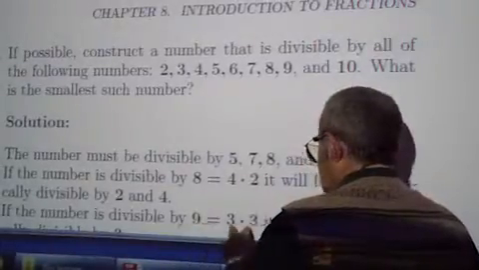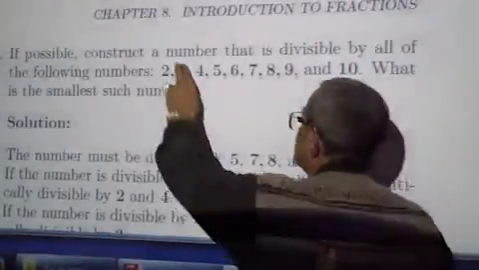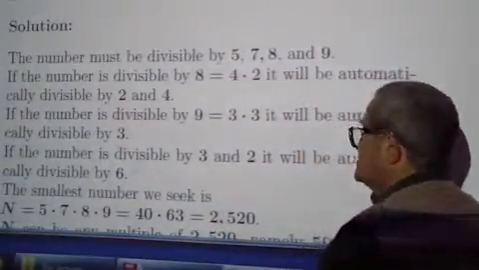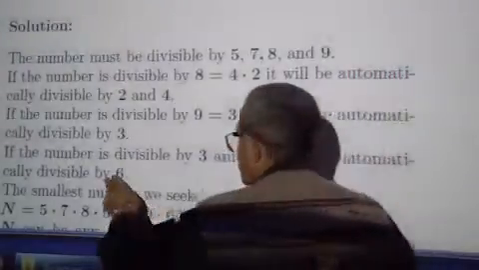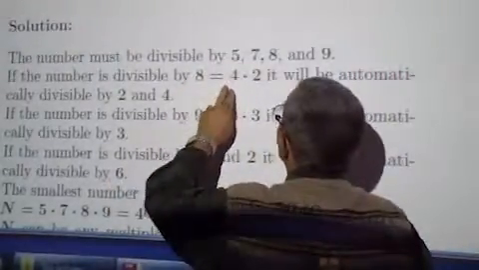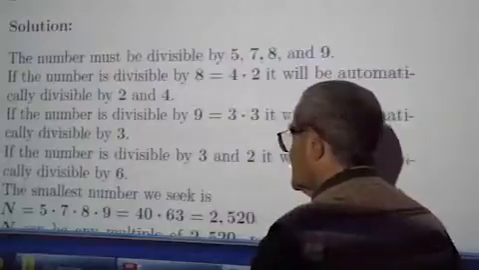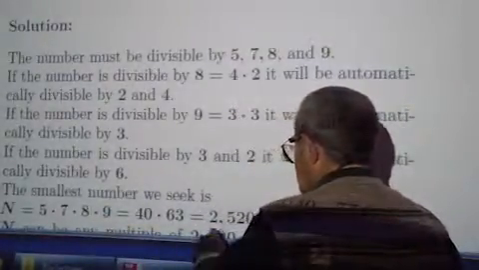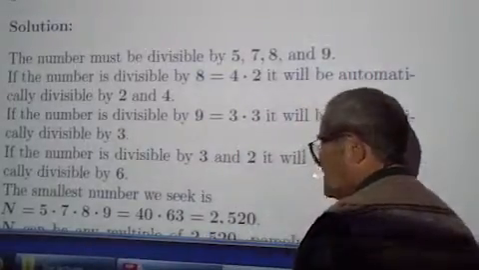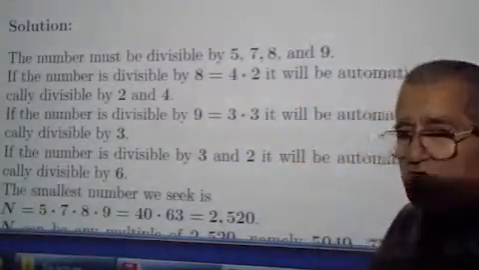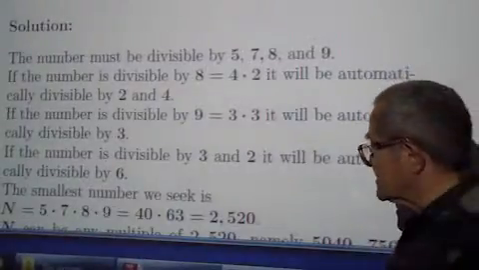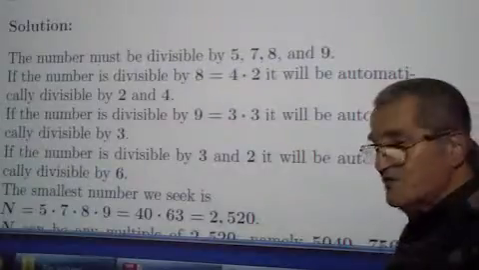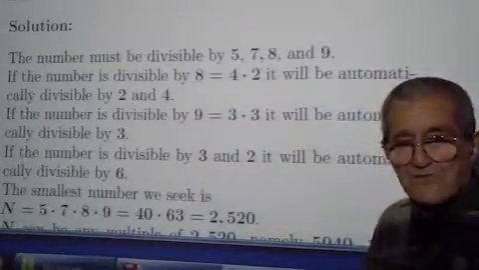If the number is divisible by 9, it's also divisible by 3. We don't need to worry about the 3. And if the number is divisible by both 2 and 3, it's also divisible by 6. So don't worry about the 6. So the number is 5 times 7 times 8 times 9, which I came out with as 2,520. Did you agree with that? Let me know. Okay, 2 people agree with me. What about the rest of you?